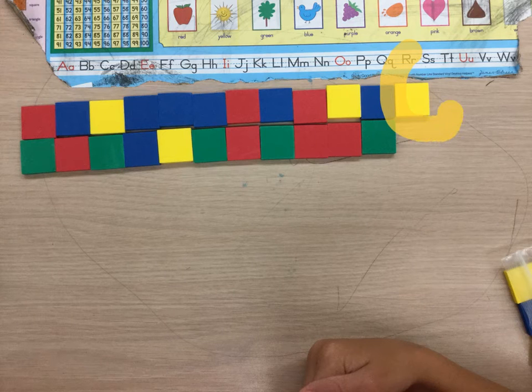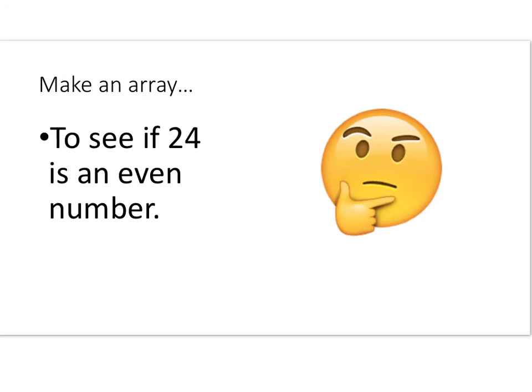Because this one's left out. That one doesn't have a partner. So without a partner, that means it is an odd number. Okay. Oh, and I love how I'm seeing Dominic go thumbs up. You did the same thing. Perfect. All right. Now, here's your last one.